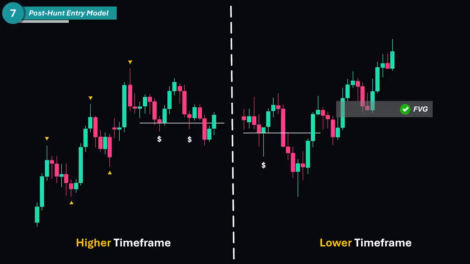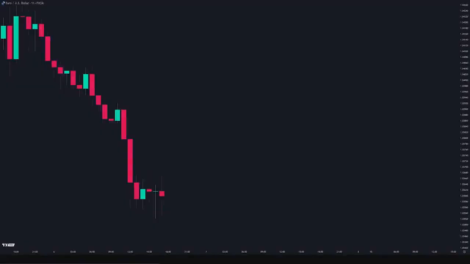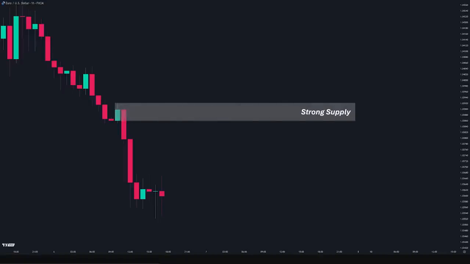So, let's take a look at a real chart example. Here we have the euro-dollar on the 1-hour chart. Recently, we had an aggressive push to the downside. If we want to trade with the trend, we need to be patient and wait for a pullback to get in at a better price. A perfect trading zone would be this green candle, the one that initiated the most recent drop.